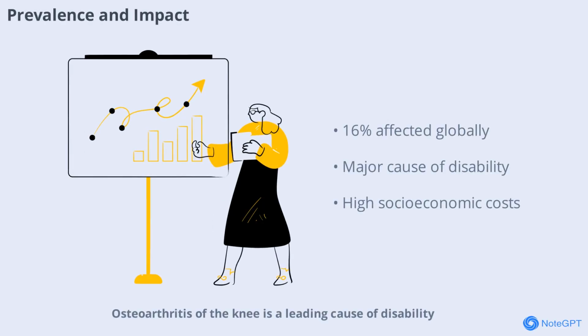Osteoarthritis of the knee is a leading cause of disability, especially among older adults. Globally, about 16% of people aged 15 and older, and nearly 23% of those over 40 are affected. The burden is not just physical. Chronic knee pain leads to significant psychological distress and socioeconomic costs, with estimates reaching over $140,000 per person in the United States. As populations age and obesity rates rise, the incidence of knee osteoarthritis is expected to increase. Understanding these numbers highlights the importance of effective management strategies.